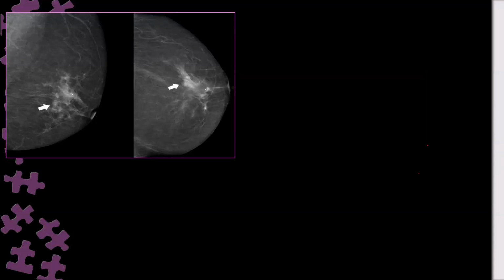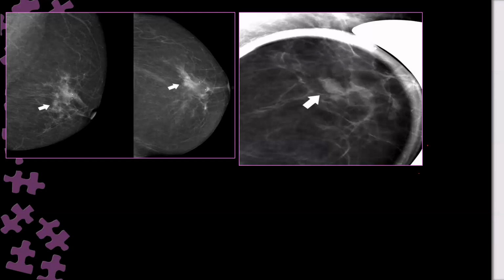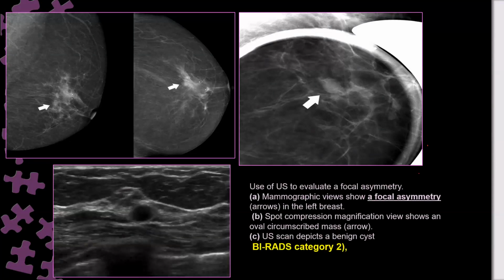Spot magnification view. This is a spot magnification. How does it help you? Now it is a mass. Yes, excellent. Now it is a mass, but it looks oval, circumscribed, sharp, partially obscured. So I have to go for ultrasound to characterize it, and it was just a simple cyst and downgraded to BI-RADS 2.